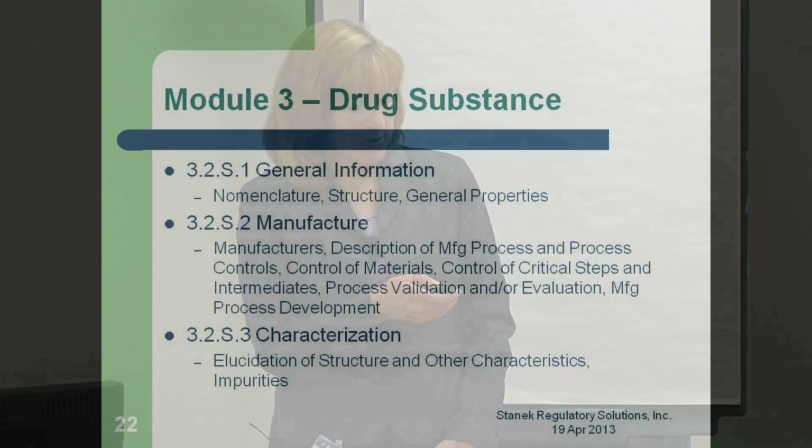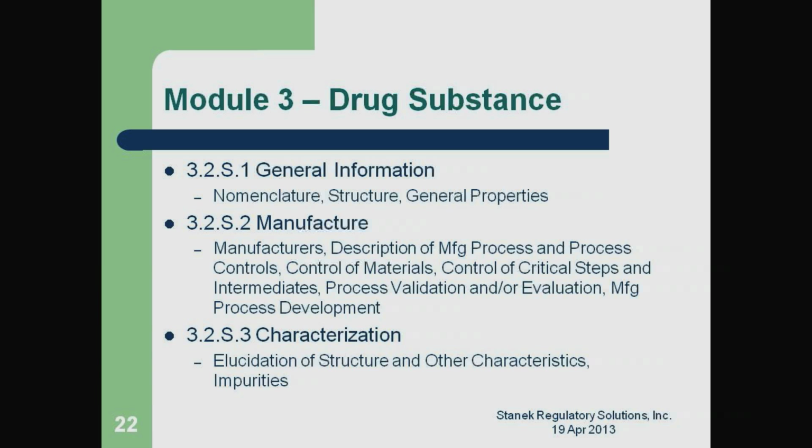So the other sections, there's a 3.2P section, which is for the drug product. There's also a 3.2A, which are appendices, which are usually not even really used for drug products as well. So if we go a little deeper into this 3.2S, the first section is general information, and this is where you outline the nomenclature, the structure, the general properties, what's the solubility, do we need to be concerned about polymorphs. Things like that would go in this section.